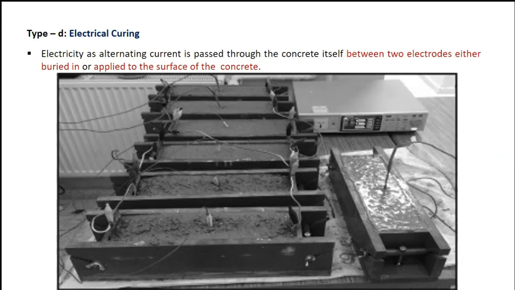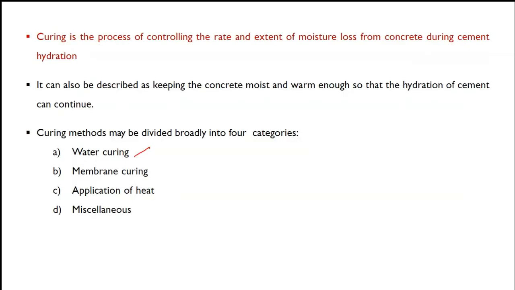Electrical curing. In this electrical curing, we are going to use two electrodes, and these electrodes are either buried or applied to the surface of the concrete, and we are going to allow alternating current to pass between these two electrodes. As you can see, this is an electrode and this is an electrode. The current is allowed to pass between them, so the current is going to pass through the concrete. In that process, the concrete is going to be heated and cured. This is what we call electrical curing. So we have seen water curing, membrane curing, and application of heat.